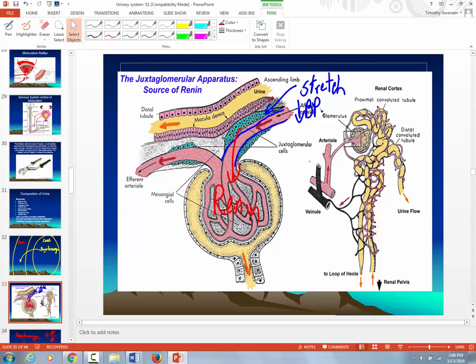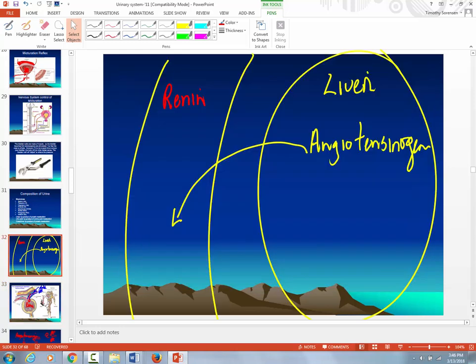Why was renin released? There was a drop in blood pressure. So what do you think renin is going to do? It's going to raise your blood pressure. And there are two ways that it does it. So when renin is in the blood due to low blood pressure, angiotensinogen gets dumped into the blood, and renin converts angiotensinogen into the active form called angiotensin 1. Angiotensin 1 is a mild arterial vasoconstrictor.